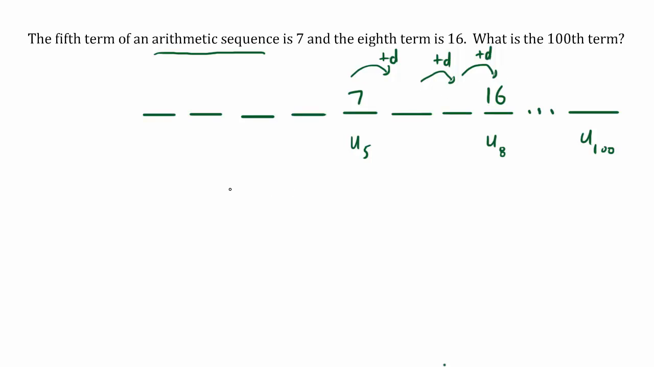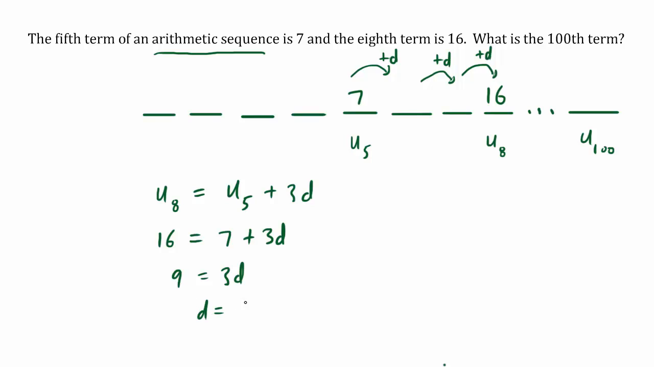So we're going to say that U5 plus 3D equals U8. So U8 is equal to U5 plus 3D. Now U8, we know it's 16, is equal to U5, which is 7, plus 3D. So 3D, just using algebra, is 16 minus 7, which is 9. So D is equal to 3.